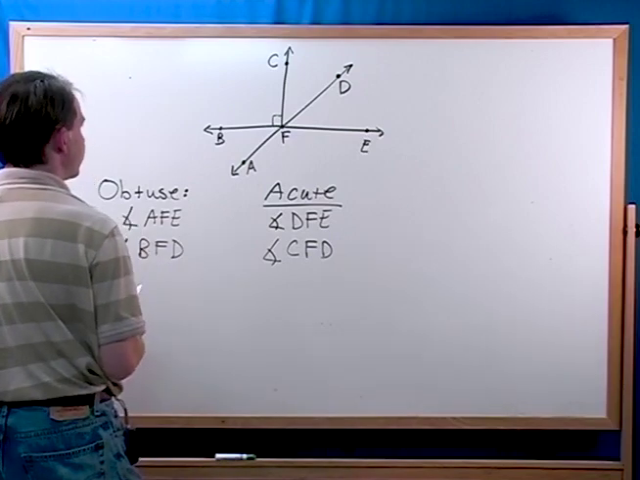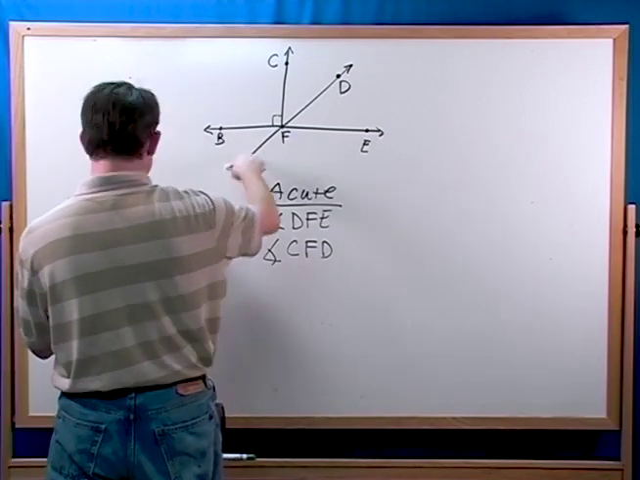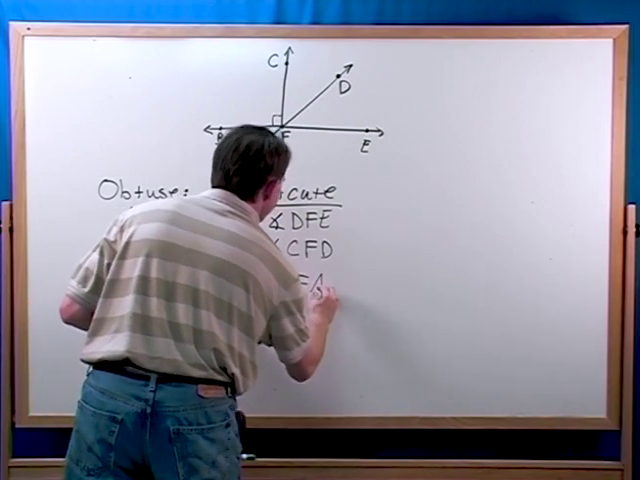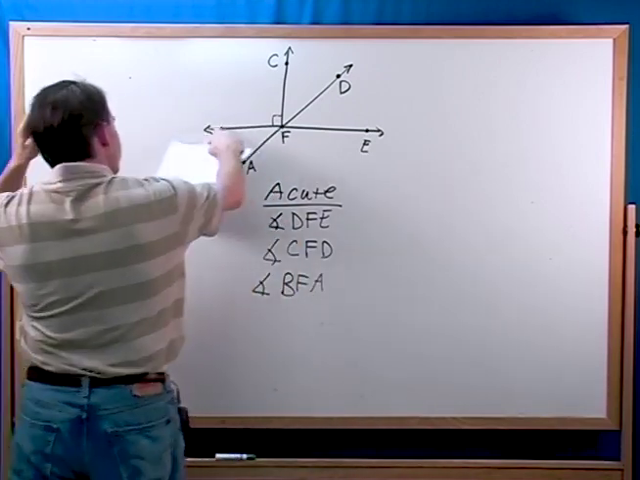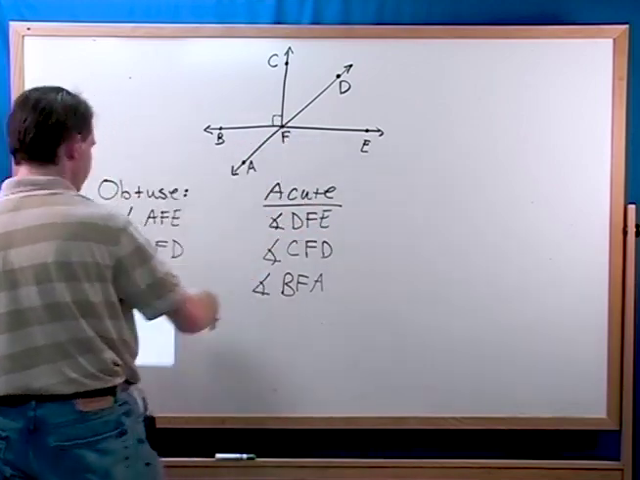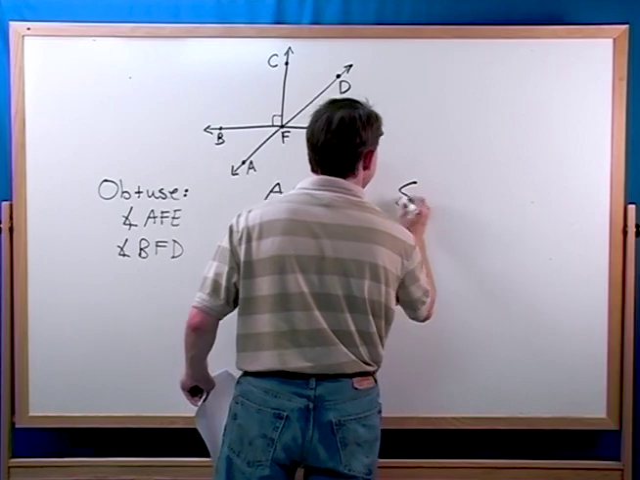Okay. And just to pick another one, BFA right here. BFA. We're just getting some practice identifying some angles. This angle right here is less than 90 degrees. It's a cute little angle here. It's less than 90, so it's acute. Now, do we have any straight angles?